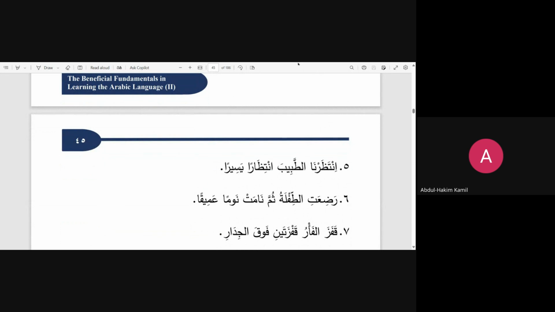طيب, عندك يا مصلح. انتظرنا الطبيب. انتظرنا الطبيب انتظارا يسيرا.